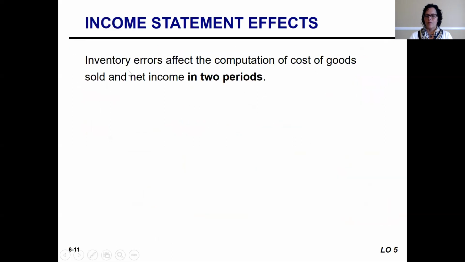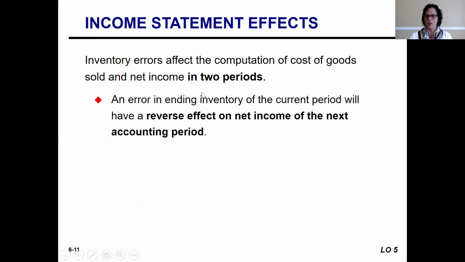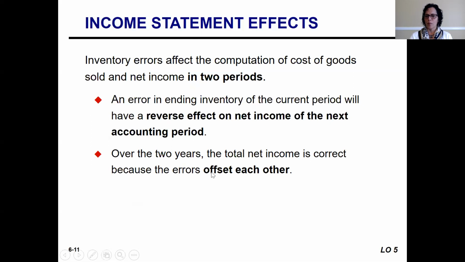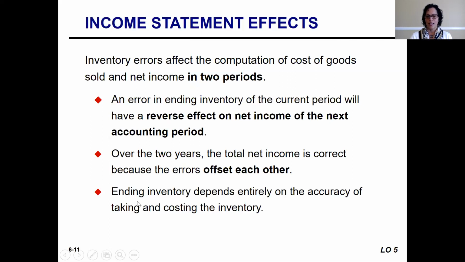Okay. Inventory errors affect the computation of cost of goods sold and net income in two periods. An error in the ending inventory of one period becomes the beginning inventory of the next period. So that's going to cancel out the error. Over a 2-year period, they're going to offset each other. That's nothing to be happy about. It basically means in 2 years you made a mistake, and we need to correct those mistakes.